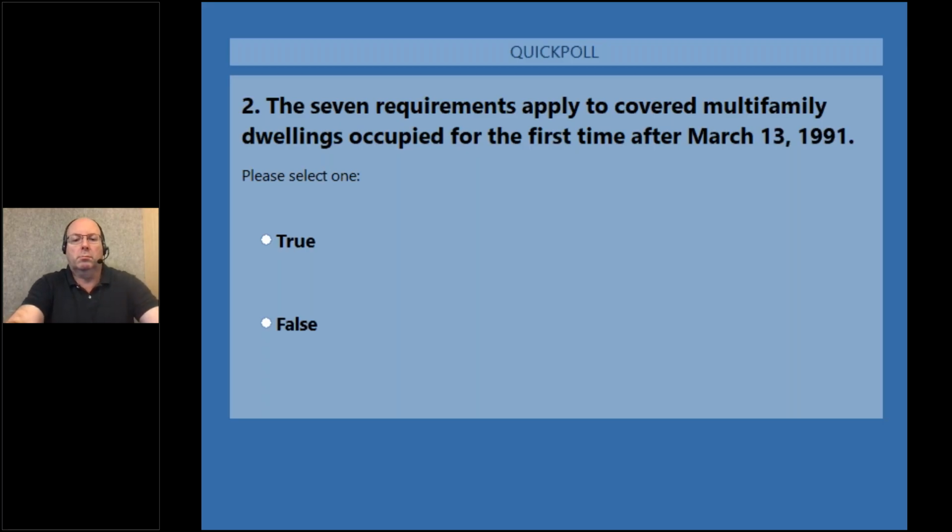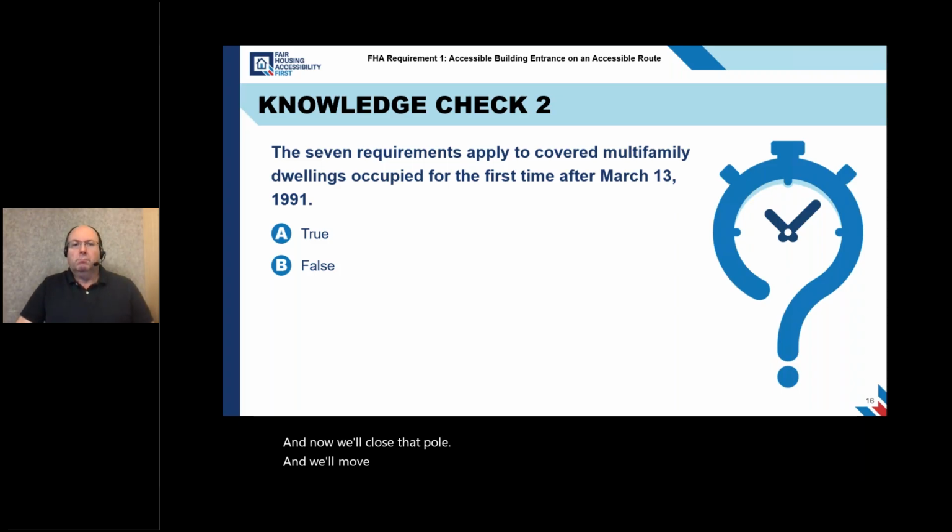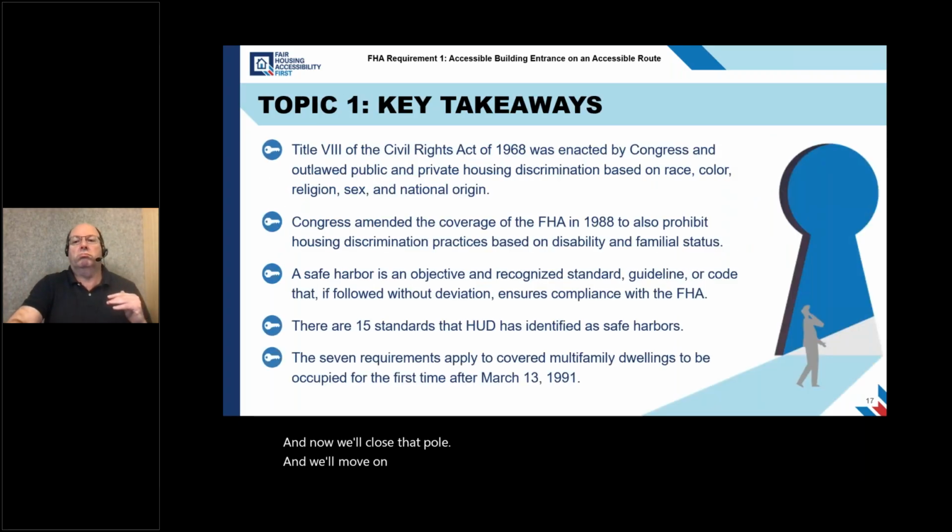Again, knowledge check 2 reads: the 7 requirements apply to covered multifamily dwellings occupied for the first time after March 13, 1991. Selection A is true, selection B is false. We'll give a few more seconds for the selections. And now we'll close that poll and we'll move on to key takeaways.